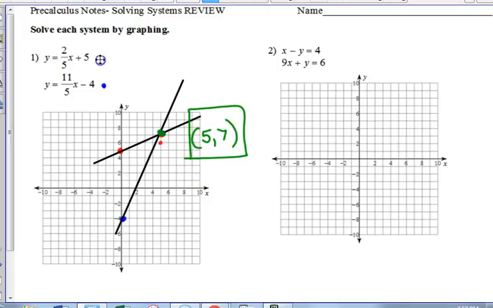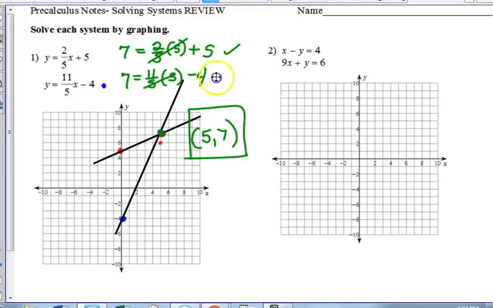It has to work in both equations, okay? So if I put the 7 and the 5 in, two-fifths of 5 would just be 2, so I'd have 2 plus 5 equals 7. That checks. All right, here I'd have 11 minus 4 equals 7.